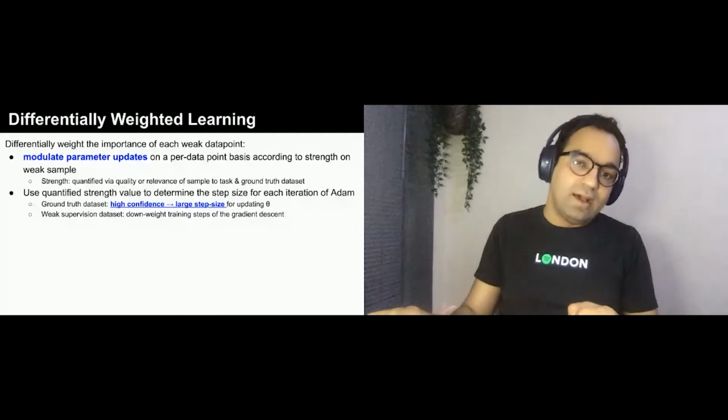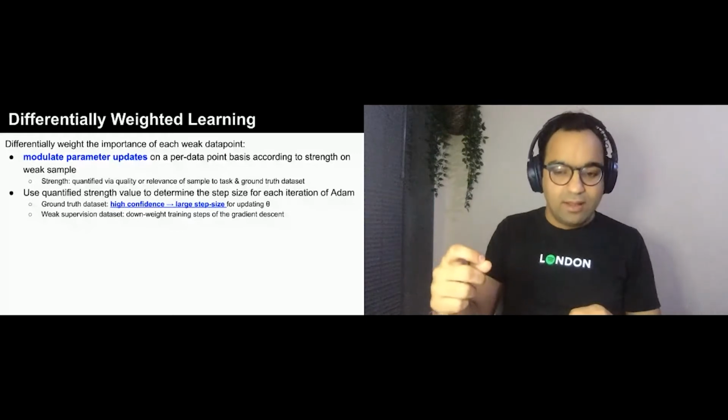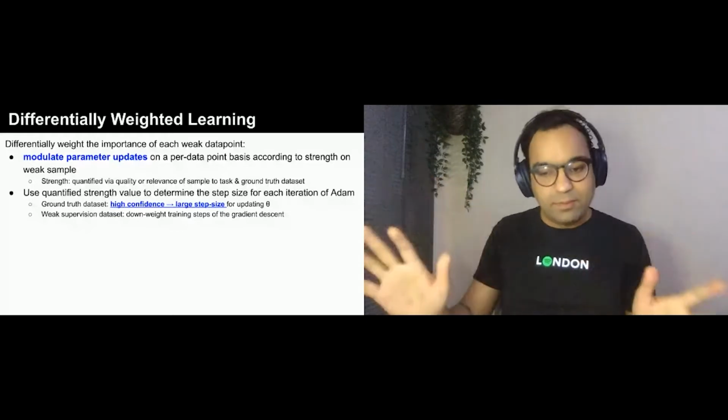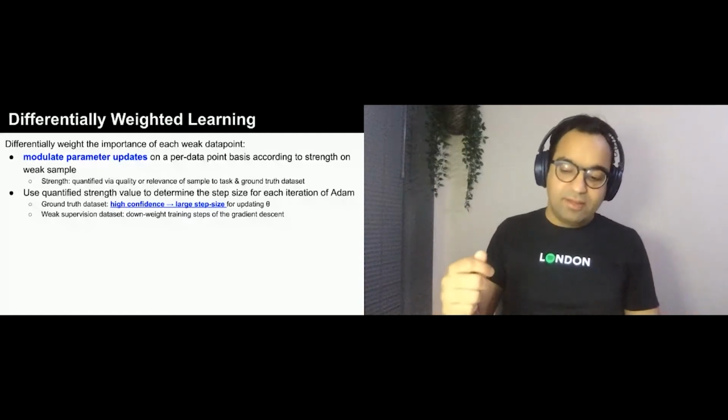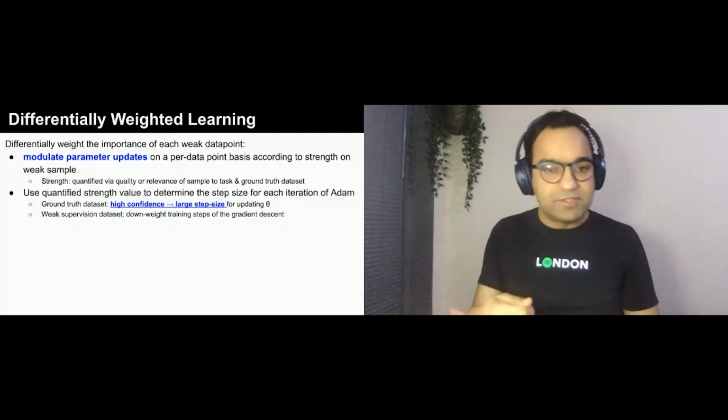I will say that I have high confidence in the label of this specific data, so I'll let it modify my parameters appropriately. But if the data is not that trustworthy, I'm going to diminish the changes in parameters which it can make.